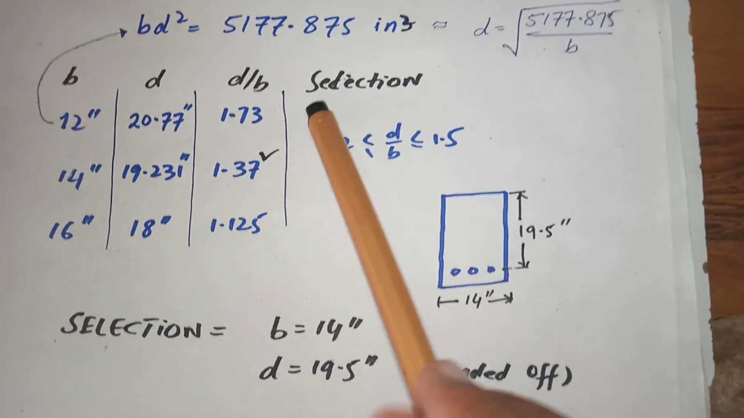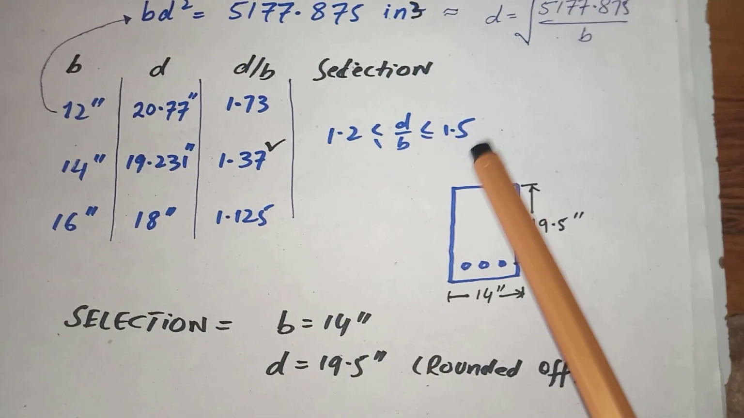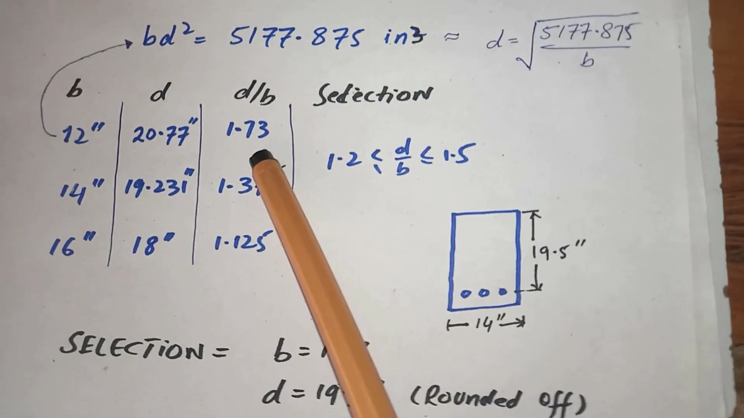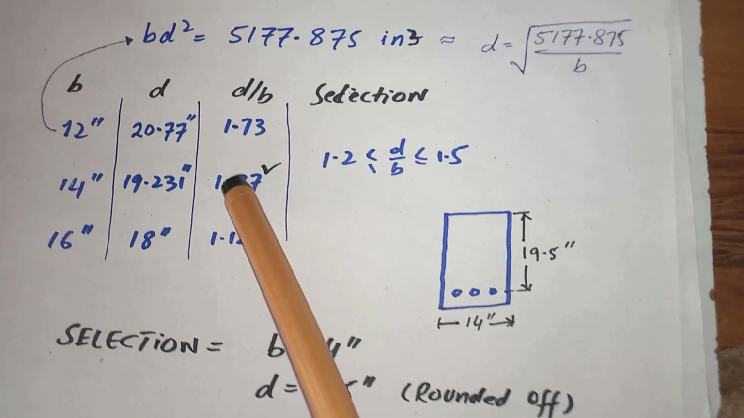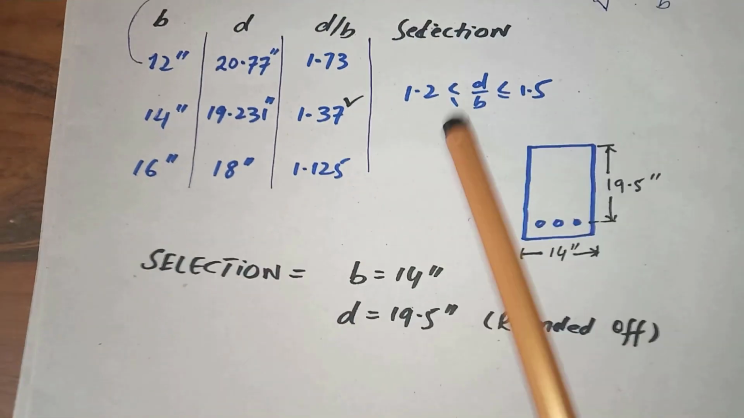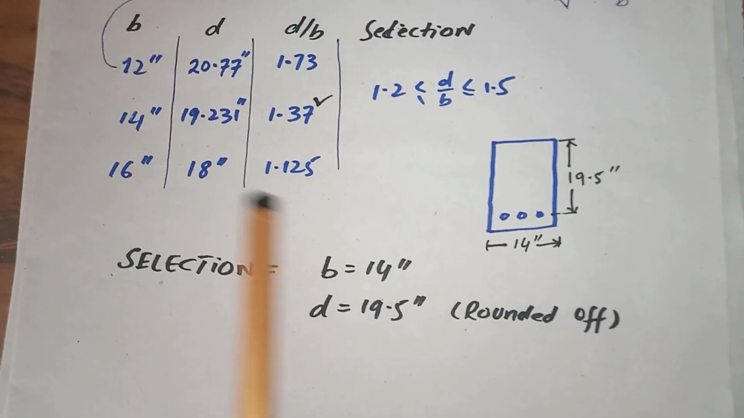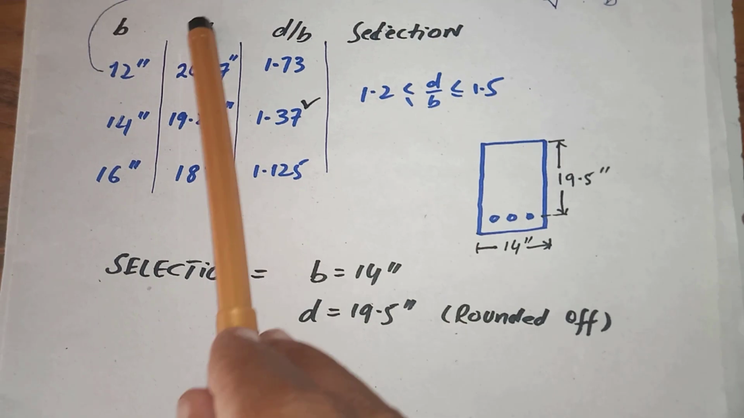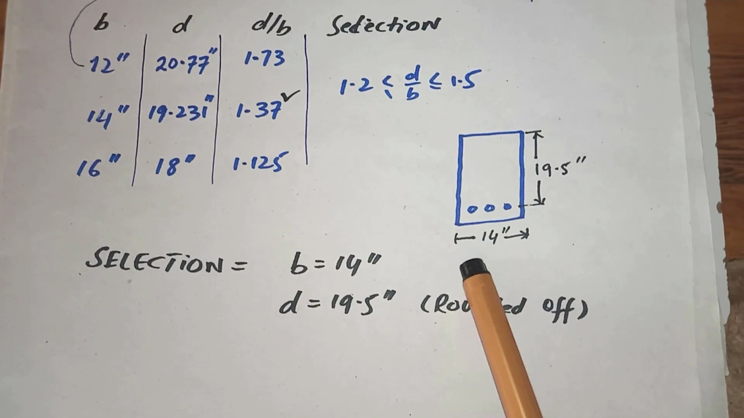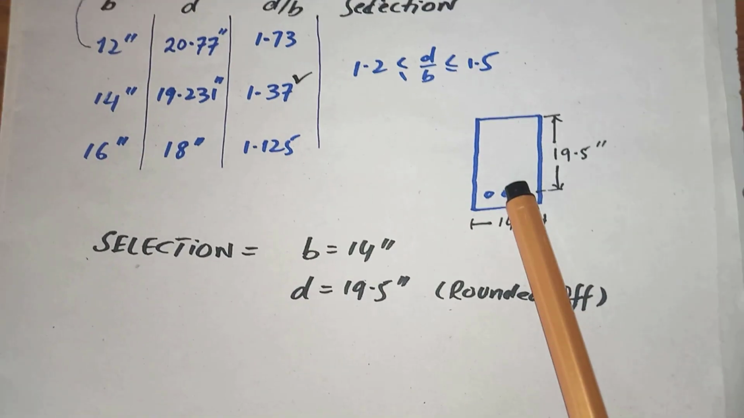This is our selection criteria, that the d over b ratio must be greater than 1.2 and less than 1.5. So if we see from here, this one is less than 1.2, this one is greater than 1.5, so we will choose 1.37, which is in between 1.2 and 1.5. So here we can say that our selection is b, 14 inches breadth, and we can round it up to 19.5 inches. So this is our b, 14 inches of beam, and 19.5 inches of effective depth of that beam.